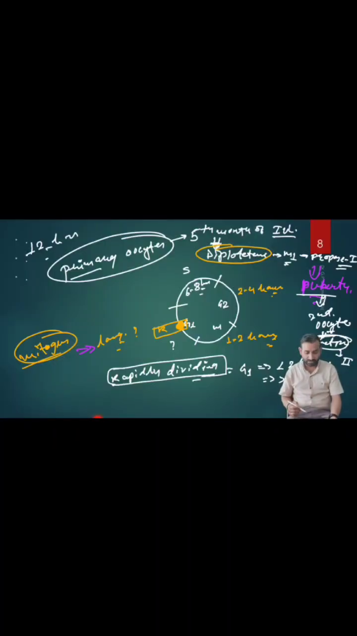2 to 4 days means what? The viability of the sperm. They will wait until the sperm comes and fertilizes. If it cannot fertilize, this secondary oocyte also degenerates, right? So this secondary oocyte completes the M2 phase, that means meiosis 2, if fertilization occurs. And the duration for fertilization is how much? 2 to 4 days.